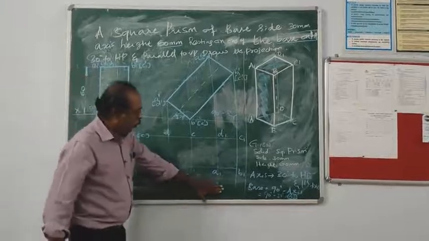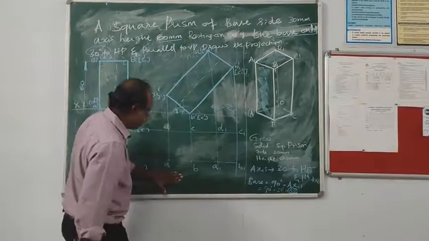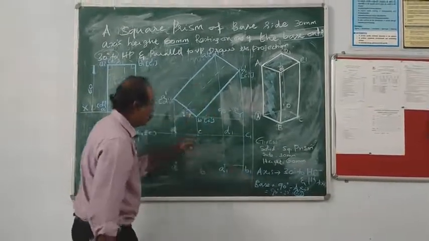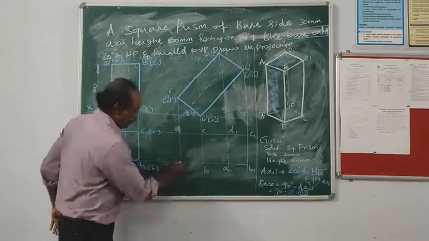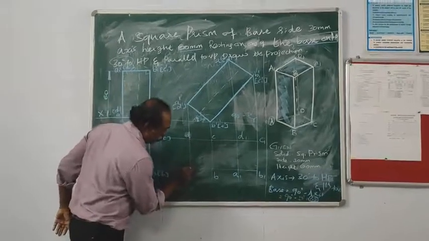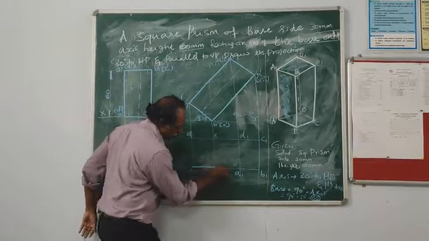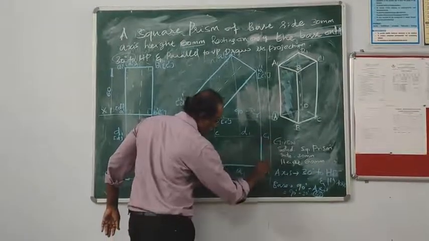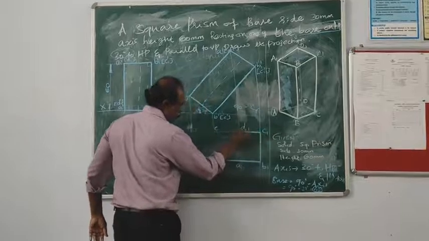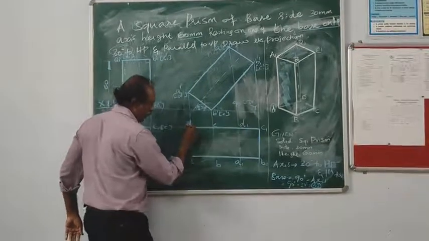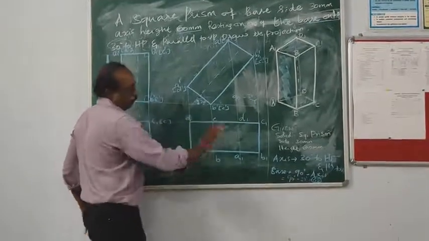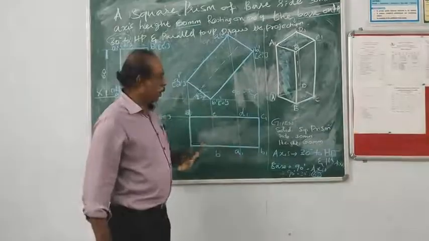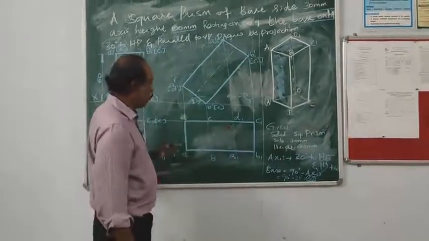After that, we have to draw the boundary of this object. The boundary of this diagram: start from A, move like this up to B1. Then we have to draw C1, B and A. This finishes the boundary of this top view.